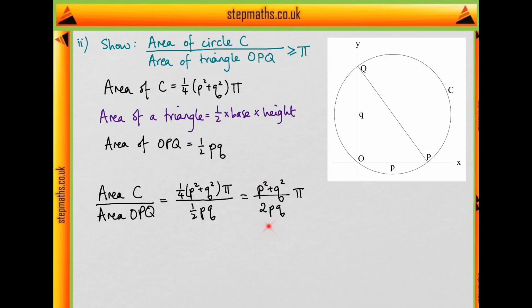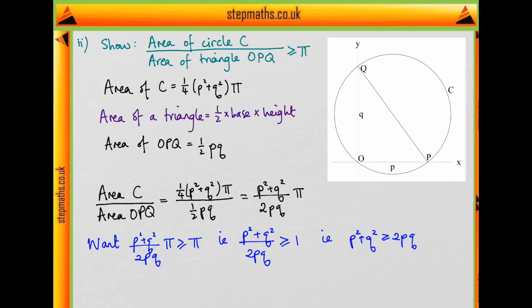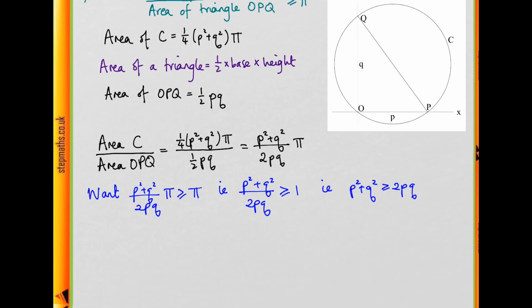So we want to know if this is greater than or equal to pi. To know that, we want to know if (p² + q²) over 2pq is greater than or equal to 1. And this is the same as saying, is p² + q² greater than or equal to 2pq? And there is quite a standard proof to show that this is true.